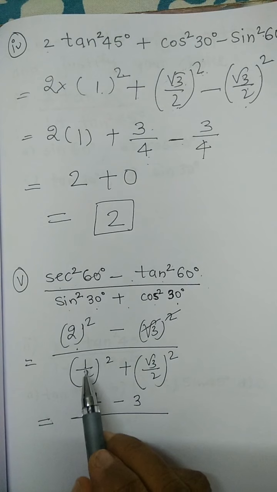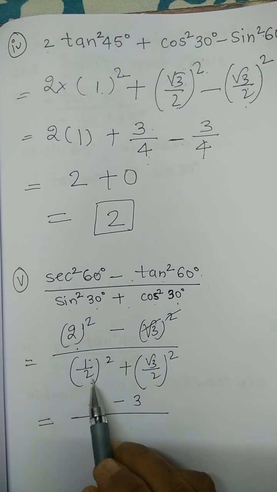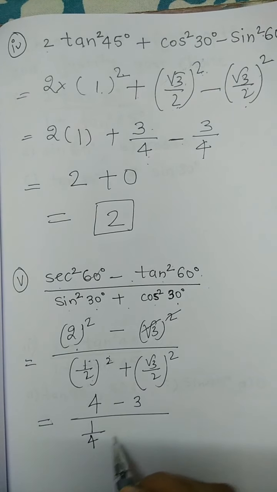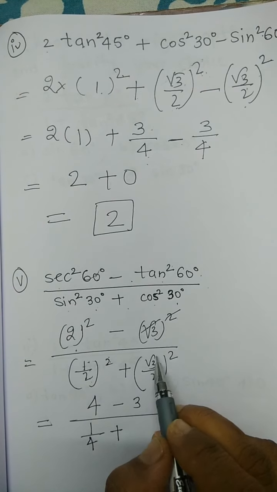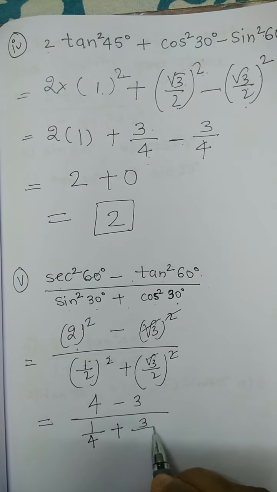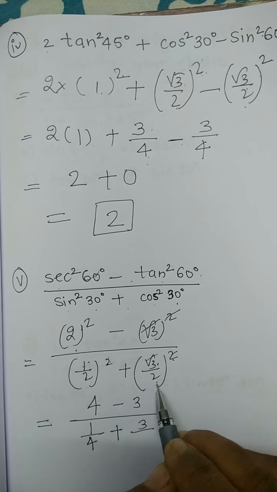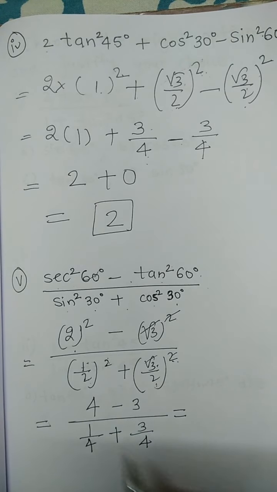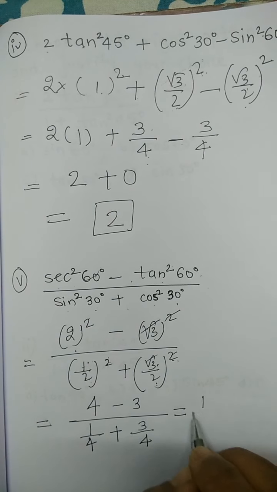What did you get here? This square holds for both. 1 square will give you 1, 2 square will give you 4 plus. Again here square and root cancel, 3, and this square is for both. So 2 square will be 4. So we get here 4 minus 3, 1.